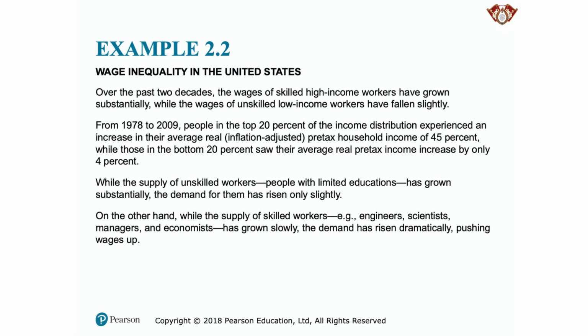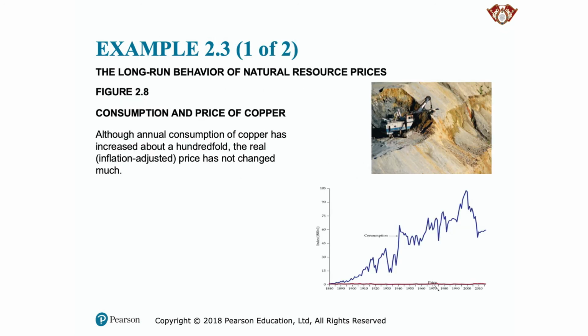On the other hand, while the supply of skilled workers, for example, engineers, scientists, managers, and economists, has grown slowly, the demand has risen dramatically. The supply of skilled workers is limited, right? But demand increased, a shift in demand, right? Increased greatly, dramatically, pushing wages up. That's the reason the wage gap between skilled and unskilled workers increased, and demand for college education increased greatly in the United States. The same thing happened all over the world, including Korea.